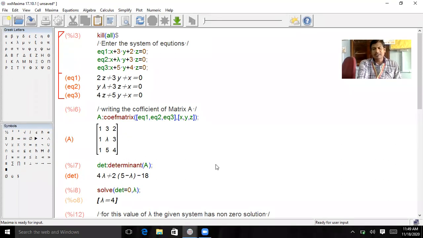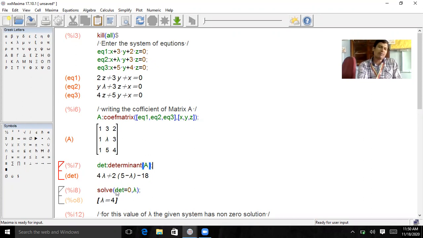Okay, how to find it theoretically means this type only. Next the determinant, you know that one, theoretically how to find the determinant. Determinant means we take plus minus plus, after that the cross multiplication. Practically, the determinant of A, after that you press shift enter, that is 4 lambda plus 2 into 5 minus lambda minus 18. This is the determinant.